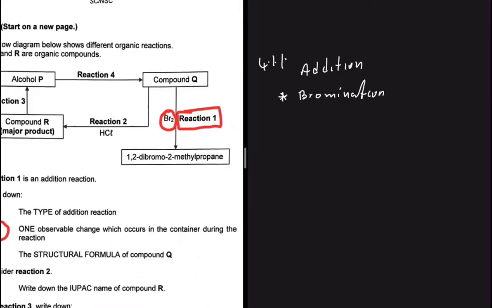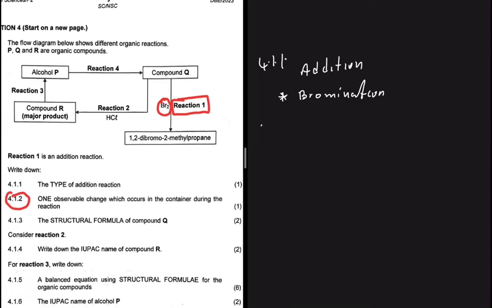Bromination, right? If we were adding 2 hydrogens, then the answer would be hydrogenation. But here we're adding bromine, so it is bromination, right? And now for 4.1.2, one observable change that occurs in the container during the reaction. When the reaction takes place, the color will go from brown to colorless, and not the other way around, right? So the answer to 4.1.2 is that the color in the container will go from brown to colorless.